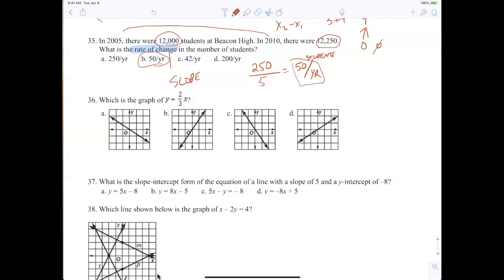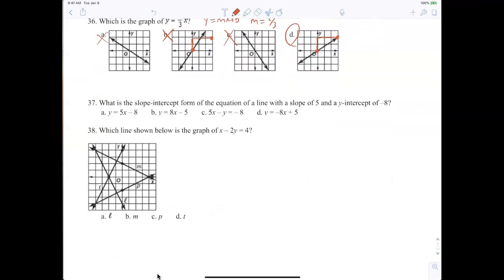All right, number 36. What we did here was the y-intercept is 0 because you're in the form y equals mx plus b. So then the slope is equal to up 2 and over 3. So I want you to be able to say C is a negative slope and A is a negative slope. So that can't be the right answer. 0, 0, up 2, over 3 would put me over here, so it's not B. 0, 0, up 2, over 3. So D is correct.